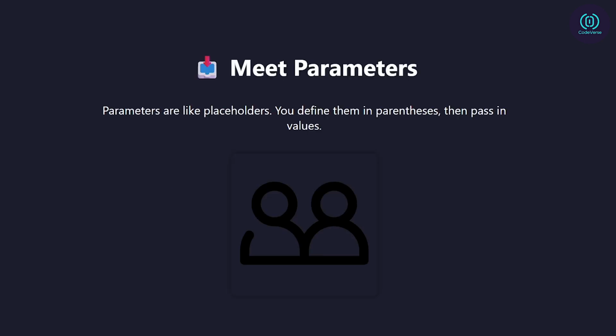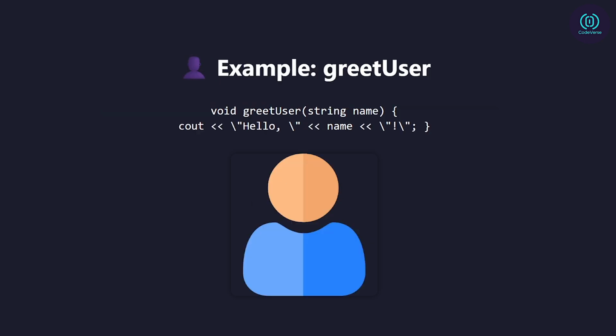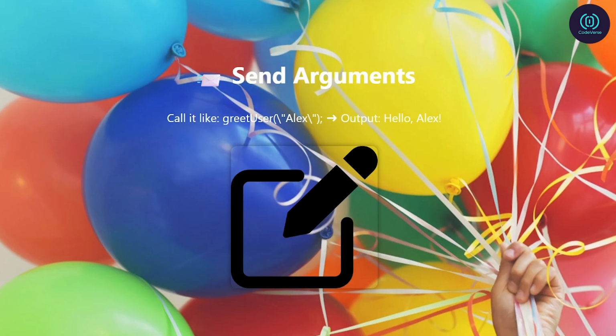Parameters are like placeholders for values. When we define a function, we write parameters inside the parentheses. When we call the function, we send in actual values called arguments. Let's say we want to greet someone by name. We can define a function like this, void greetUser(string name), cout << "Hello, " << name. Here, name is a parameter of type string. This function will now say hello to whoever we pass in.